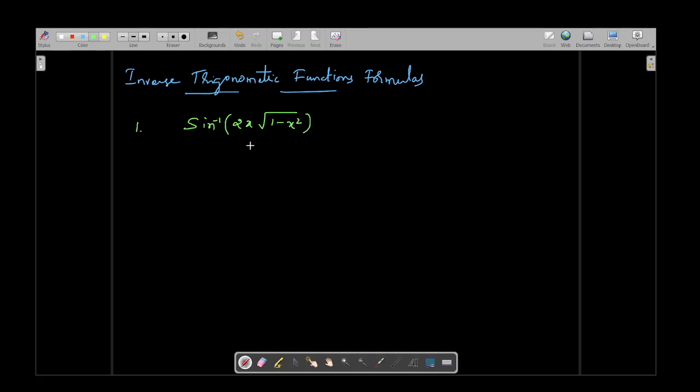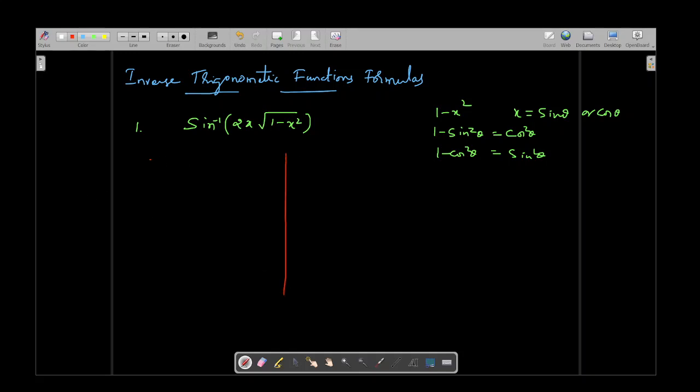So we can derive these formulas by substituting some values for x. Whenever we have 1 minus x square, it is better to put x is equal to sine theta or cos theta, because 1 minus sine square theta is cos square theta, and 1 minus cos square theta is sine square theta. So I'll put both x is equal to sine theta and cos theta, and I can derive two different formulas for this.